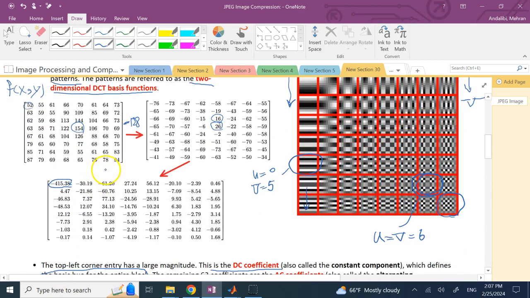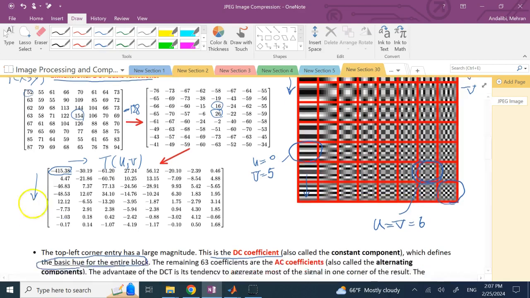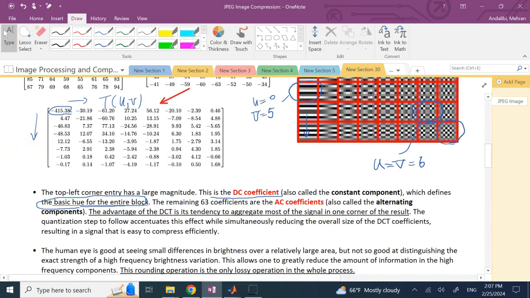So now this signal is your T of U and V. This is the frequency domain. As you go from this direction to this direction, all the way to the end, and this direction all the way to the end, you are increasing your frequencies. Now, let's take a look at this new matrix, this T of U and V. What does it have? If you look, the important thing about it is the top left corner, which we called the DC component, or the average component right here, or constant component.